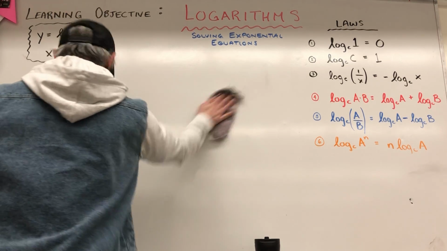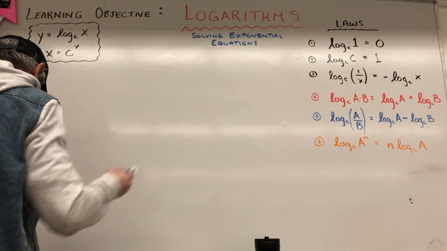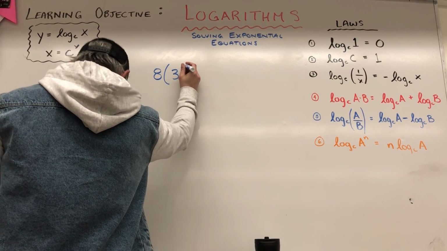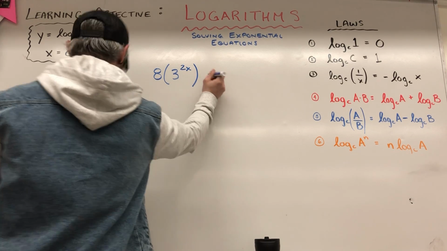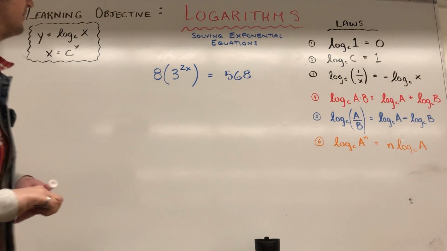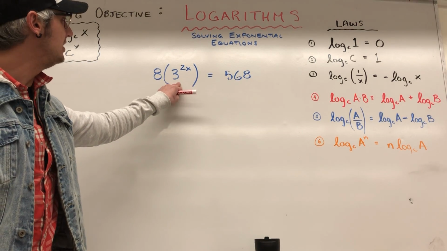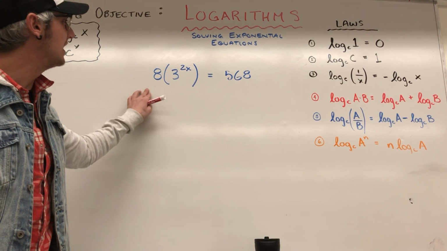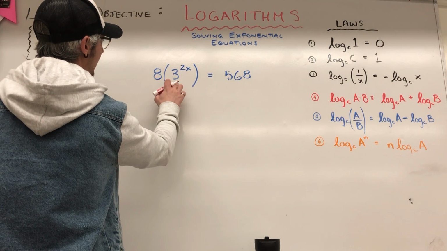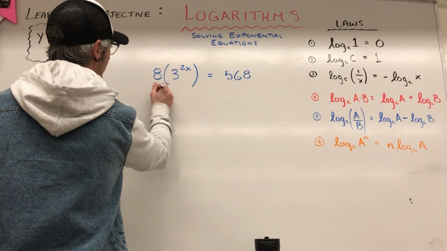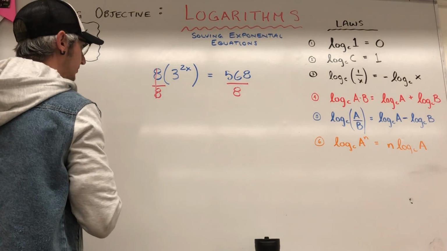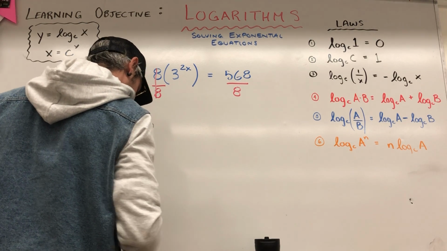So let's do another one here. What if I had 8 times 3 to the power of 2x is equal to 568? So the first thing here, I notice that it's 3 that has the exponent, not the 8. So I'm actually going to get rid of that 8 right away. Just something I know I can do, because I can't multiply an 8 into something with an exponent. So many colors right now. 568 divided by 8 is 71.